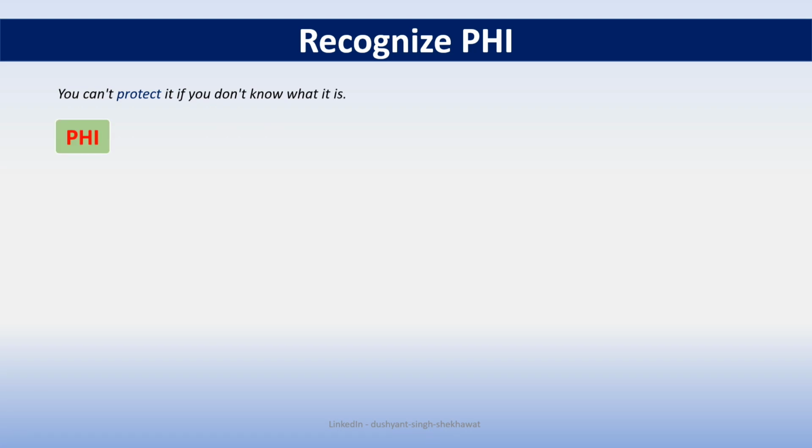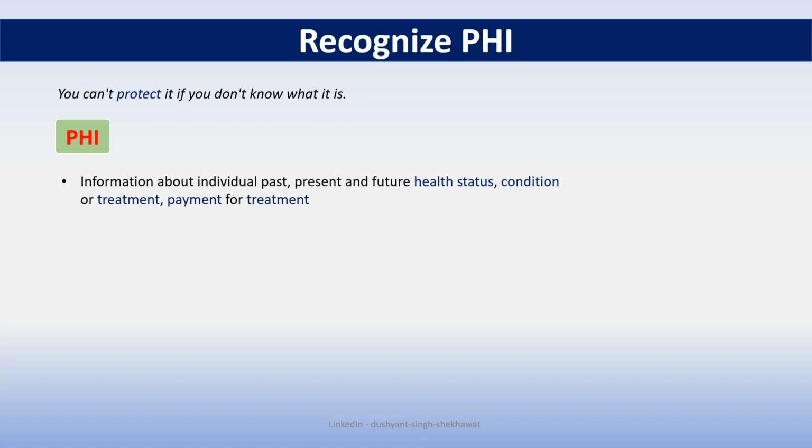So what is PHI? PHI is information about an individual's past, present and future health status, condition or treatment and payment for treatment. PHI is information that refers to healthcare services provided to an individual.